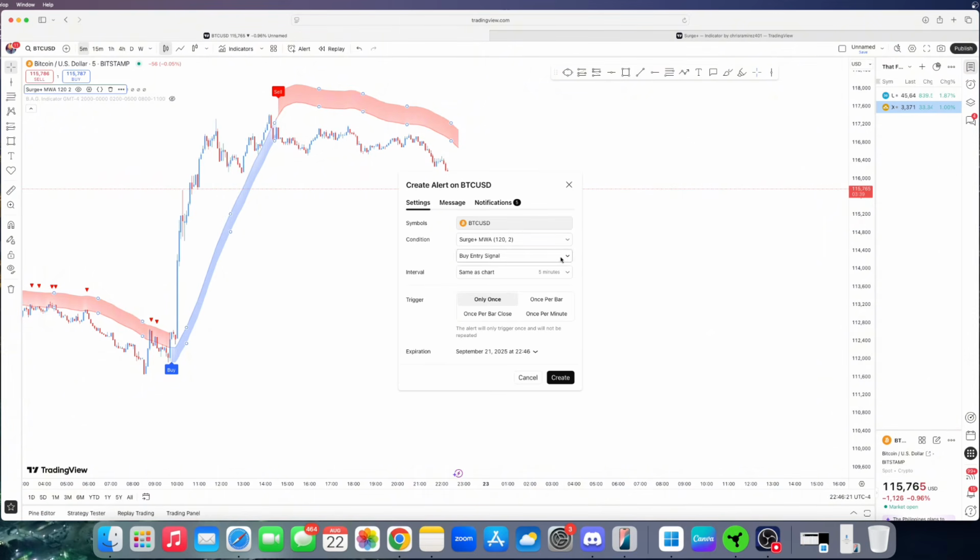You have your symbol, right? We're gonna do it for the bullish trend. So when we have this bullish trend right here, that's when you're gonna set it up. Then you're gonna hit for the trigger once per bar close, right? And then keep in mind the expiration.